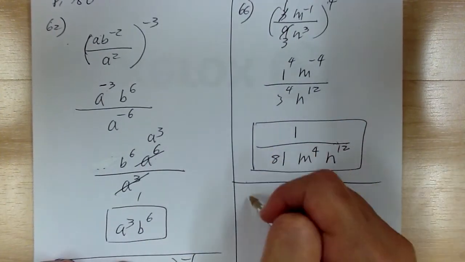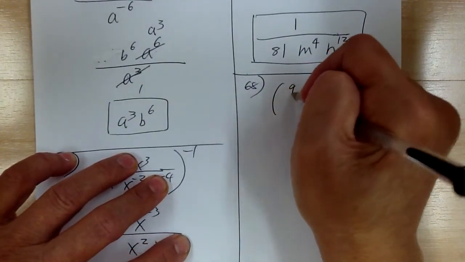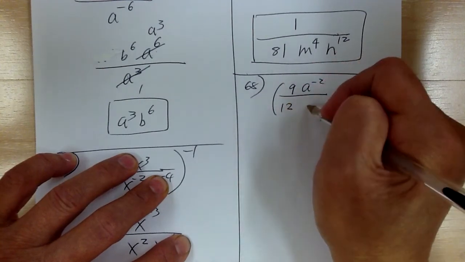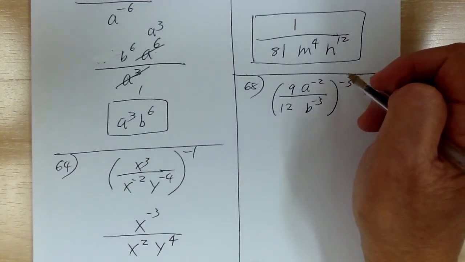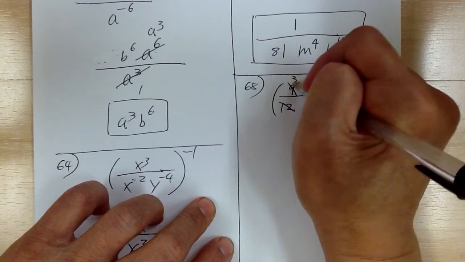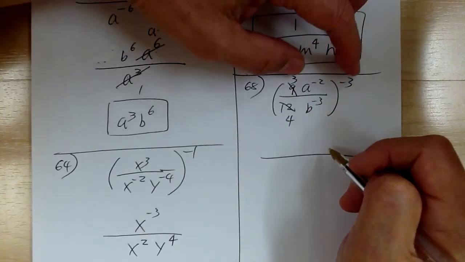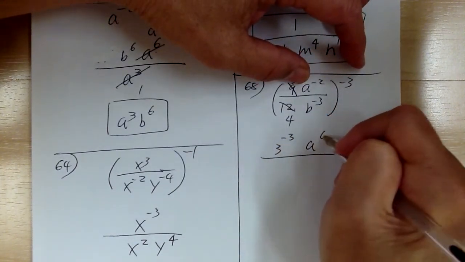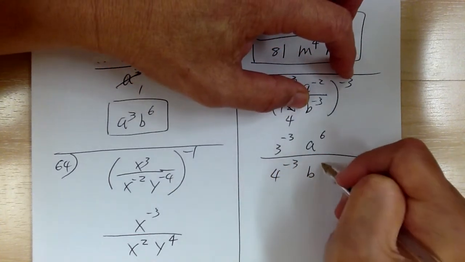Okay, let's go to 68. You have (9a to the negative 2 over 12b to the negative 3) to the minus 3. So again, when you have a number with an exponent, it's better if you reduce. So this becomes 3 and this becomes 4. Now, when you apply the power rule, the number will become smaller, become 3 to the negative 3, and this becomes a to the 6, and this will become a to the negative 3, b to the 9.